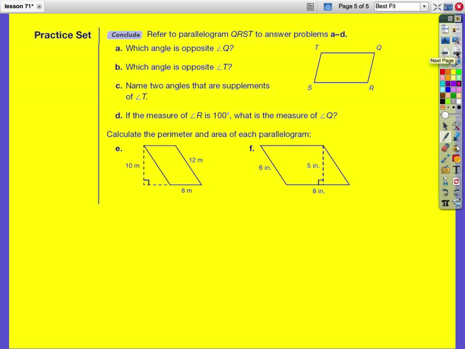So just remember, opposite angles in a parallelogram are congruent. Adjacent angles, angles that are on the same side, that have a side in common, are going to add up to 180 degrees. Remember, when we're finding the area, we're going from the bottom base to the top base. On E and F, you have to find perimeter too. We're not going to use the height for perimeter, we're going to use that angled side. Okay. Go ahead and do a practice set. Make sure you bring any questions to class.